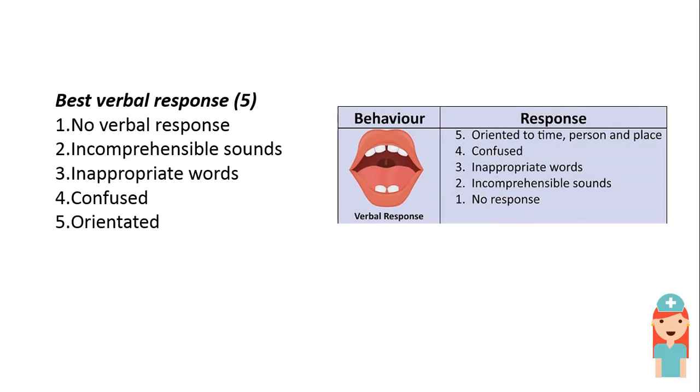The third one is inappropriate words. If I ask him where he is and he says some random words like hotel or something else, then I will score him 3. Then comes incomprehensible sounds. If he or she makes some sort of sound like eh, ah, then the verbal score is 2. And last one is no response. Even after repeatedly asking, there is no response, then I will score him 1.